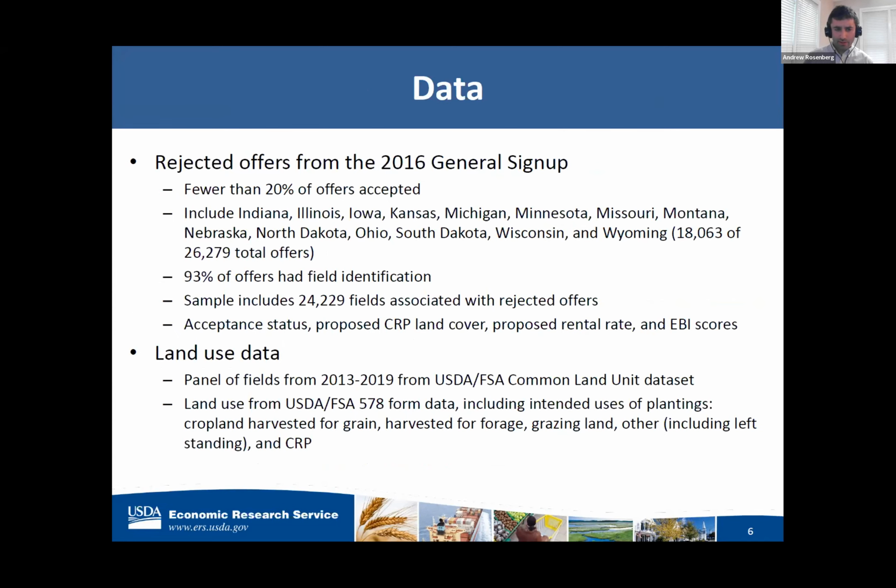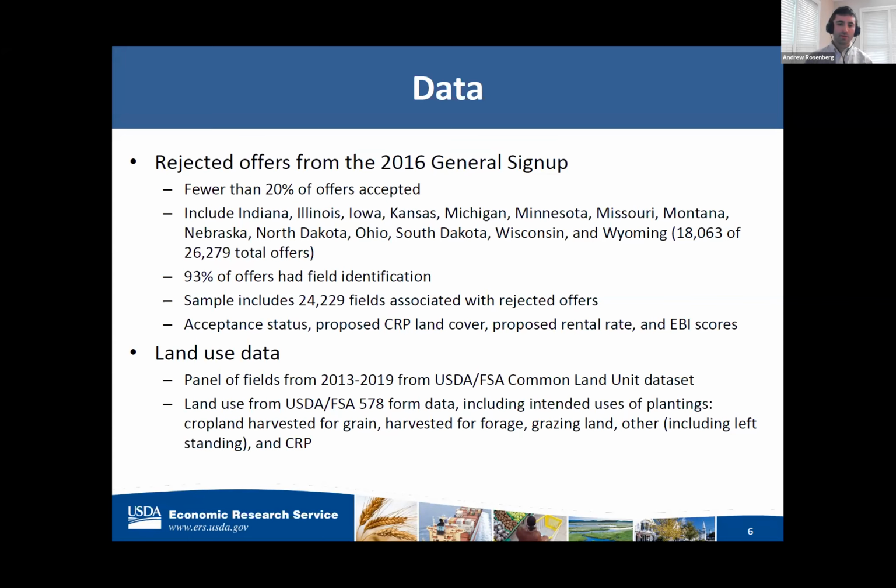So last background slide, just a deeper look at the data. As I've said a couple of times, we do look at the 2016 general signup. And this is particularly of interest because fewer than 20% of the offers were accepted. We do focus on states in the Great Plains and Midwest regions, and this comprises the great majority of offers. And then of those offers, 93% have some geolocating information. So once we narrow down the set of offers and link that to fields, we have about 24,000 fields to analyze that are associated with rejected offers.